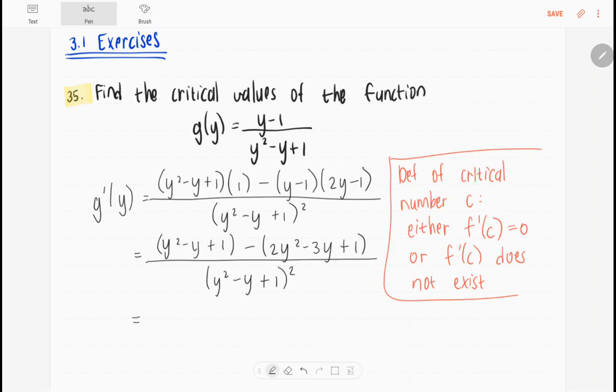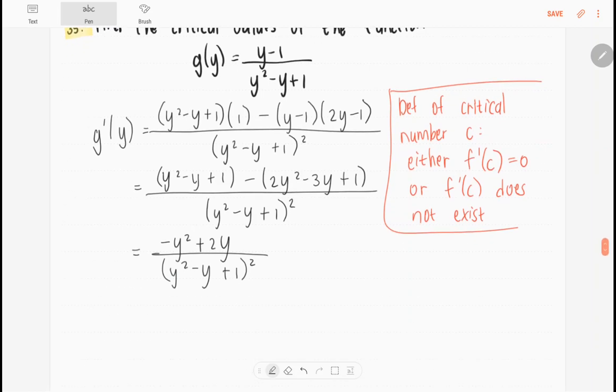I can simplify my numerator a little bit. Then I get minus y squared plus 2y over (y squared minus y plus 1) squared. I'm just going to leave the denominator as is. So we want to look at whether the derivative does not exist at any values. For the derivative not to exist, we know that the denominator has to be 0, and at those values it won't exist. But let's just quickly look at that. I'm just going to write that equation like this.